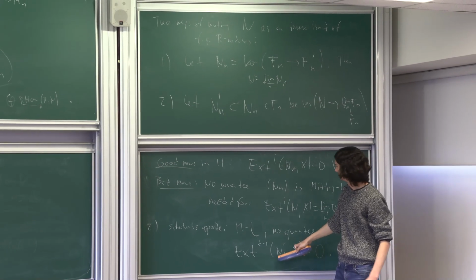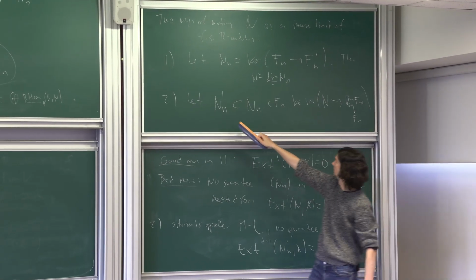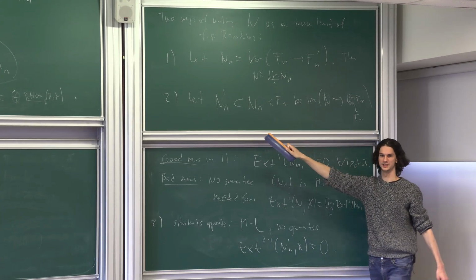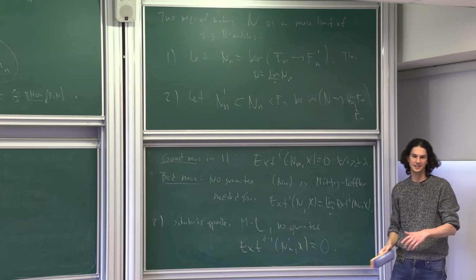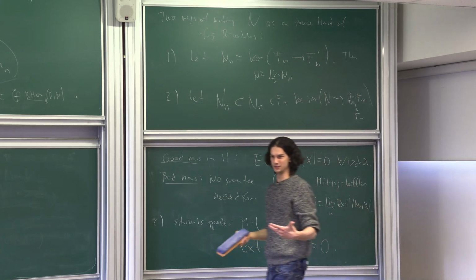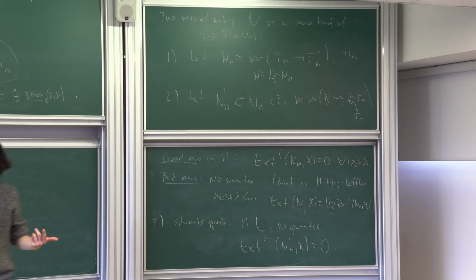But for this n prime n, you don't know that it's a kernel of a map between projective things. You only know that it's sitting inside a projective thing. So you'd get vanishing of x in degree d, one better than for a general module, but you wouldn't get vanishing a priori in degree d minus 1. So that's what we need to fix.